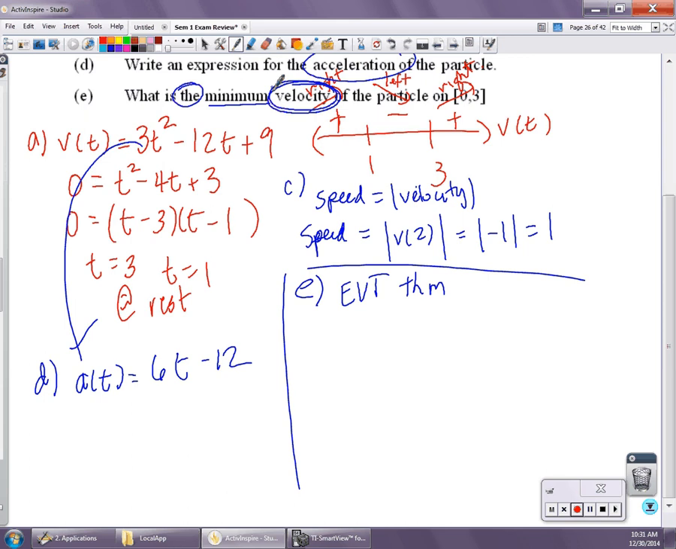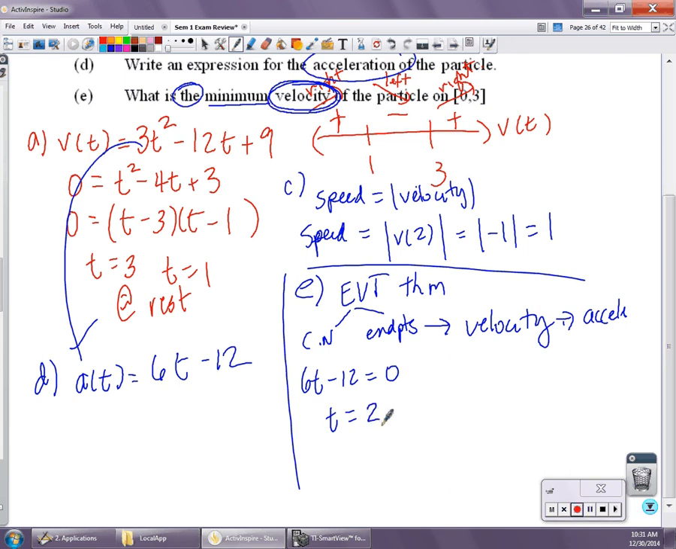The minimum velocity. So, to apply the extreme value theorem on velocity, I need the critical numbers and the endpoints. But be careful, I need those for the velocity function. Well, how do you get those? You go to the first derivative of velocity, which is acceleration. So to get velocity's critical numbers, I'm going to set velocity's derivative, which is acceleration, equal to 0. Solving that gives me t equal to 2. t equal to 2 is a critical number for velocity. I got that out of velocity's first derivative.